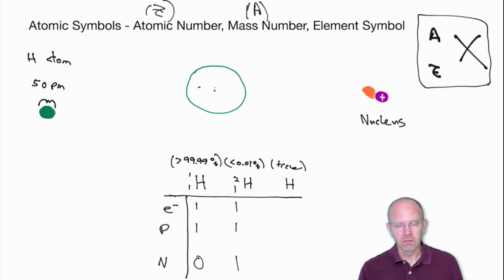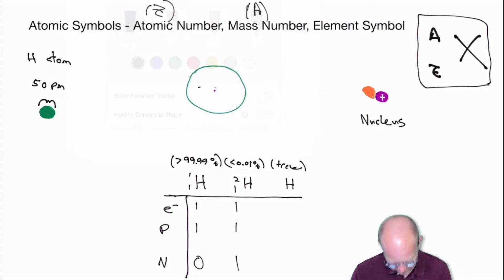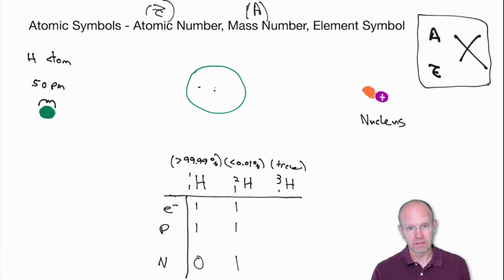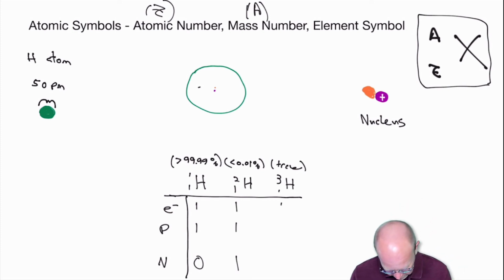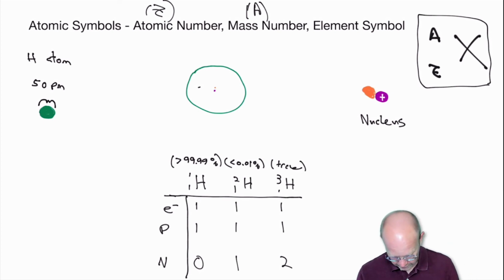The third isotope, unsurprisingly, is what we call tritium, or hydrogen 3. So hydrogen 3 has a mass number of 3. It has an atomic number of 1. It's still hydrogen, and so it has to have one electron, one proton, and now it has two neutrons. There are only traces of tritium in nature. In fact, it decays. It's a radioactive element. It decays down and becomes deuterium when it loses one of the neutrons in the nucleus.